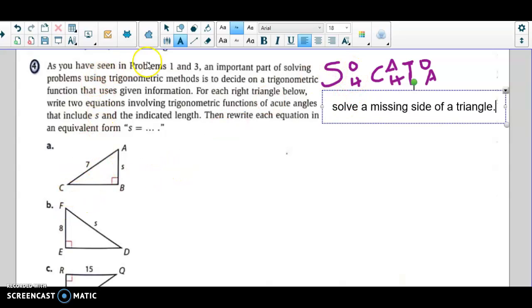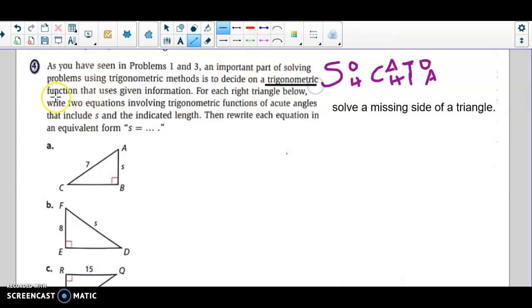So here we have three triangles. Let's just read through this. As we have seen in the other two videos that I made, problems 1 and 3, an important part of solving problems and using trig methods is to decide on a trig function that uses the given information. That means decide, are you going to use sine? Are you going to use cosine? Are you going to use tangent? For each triangle below, write two equations involving trig functions of acute angles that include s and the indicated length. Then rewrite each equation in the equivalent form s equals. All right, so we're going to write them twice.